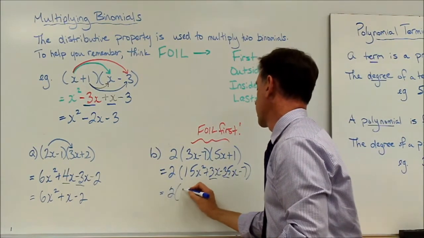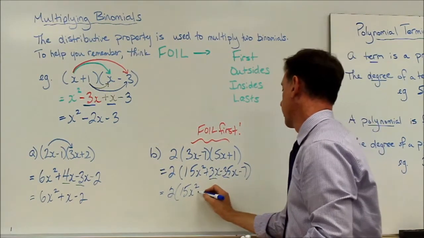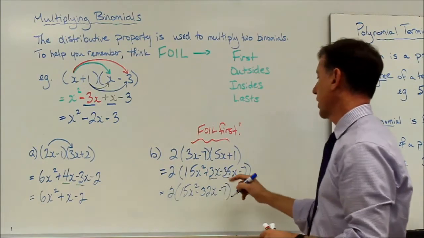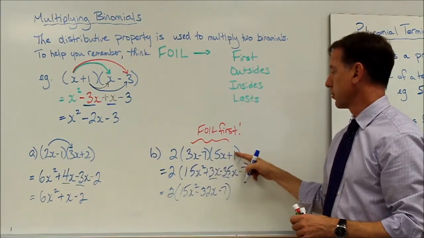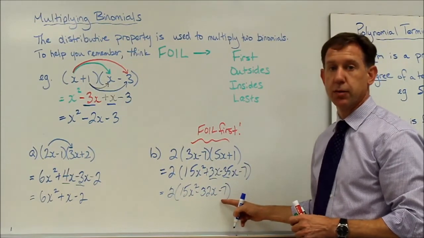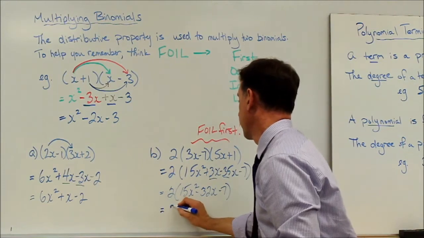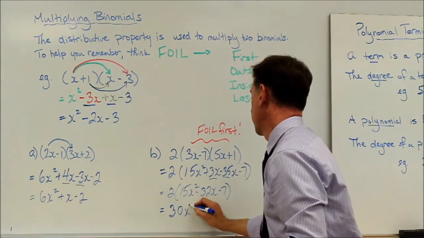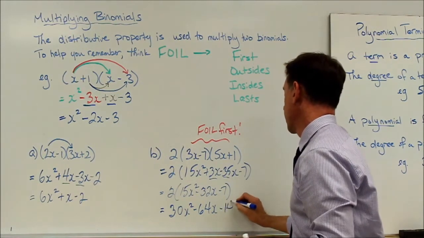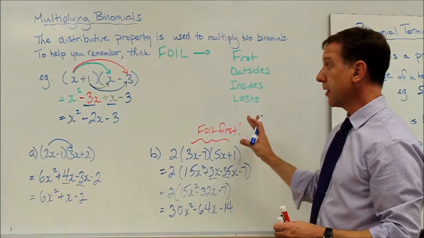So 2 times 15x squared, 3 subtract 35 for negative 32x minus 7. So again, the 2 binomials multiplied together give you a trinomial. And then finally, to finish this off, we can multiply the 2 into this bracket and get a final answer. So 30x squared minus 64x minus 14 would be the final answer there. And that's pretty much it.